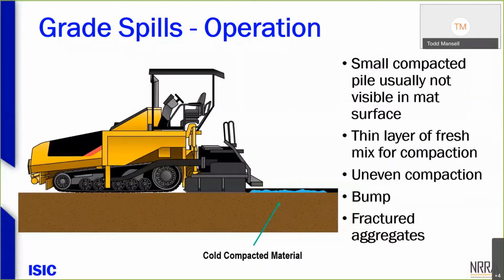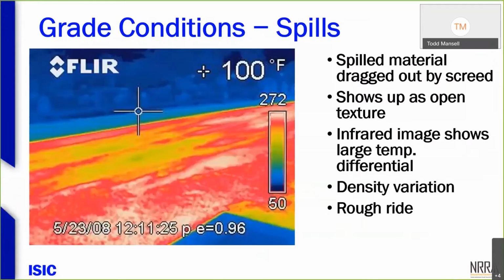But when we roll over mix like that gets spilled on the grade, it never gets fully compacted. So I always like to call that the birth of a pothole. That's likely where it's going to show up in those areas. Thermal image, and this is an old image, but again, showing a spill on the grade, and it shows up in the thermal. And visually, looking at the mat, we would never see that.